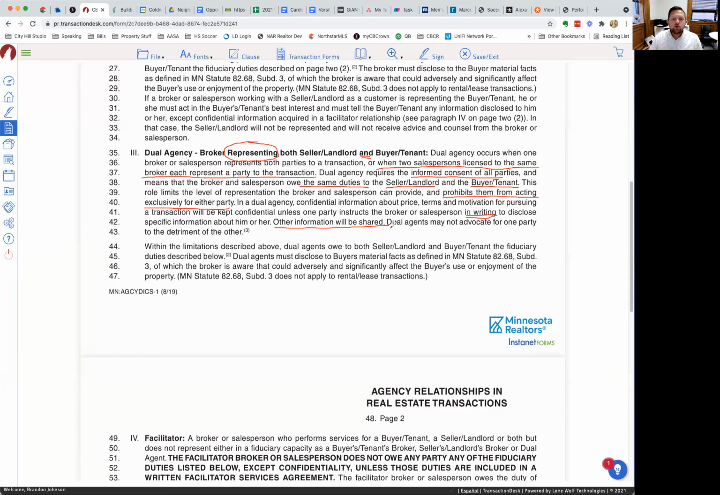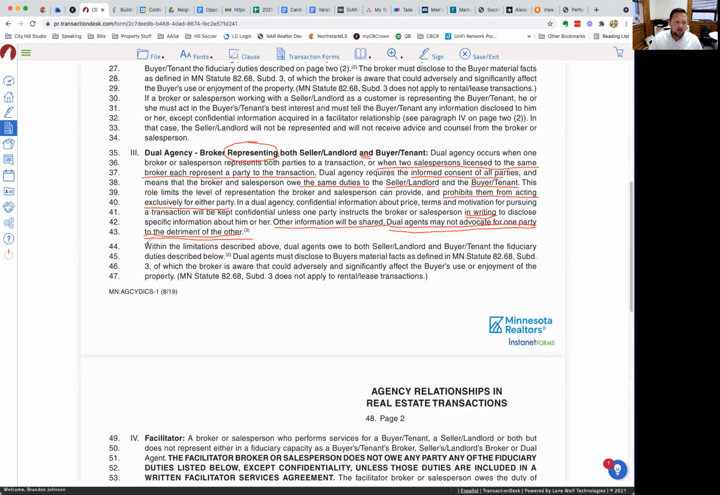Finishing out line 42: Dual agents may not advocate for one party to the detriment of the other. Okay. So that's the phrasing that is most of the time what I use. Because you'll get some people who are like, yeah, I don't care if it's a disclosure, I'll just sign it for you. This is the primary language that I'll use. Hey, I represent both sides, me or another agent in the company, and we can't do anything to the detriment of another. And everybody's like, oh yeah, okay, that makes sense. And then we move on, right? Now, within the limitations described above, dual agents owe the seller and landlord and the buyer/tenant the fiduciary duties described below. Okay, we'll get to that.